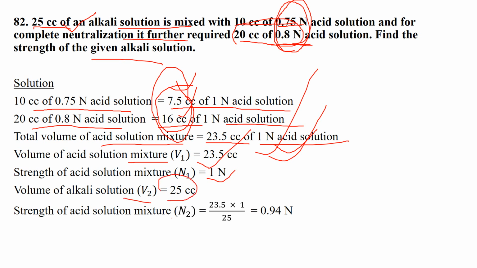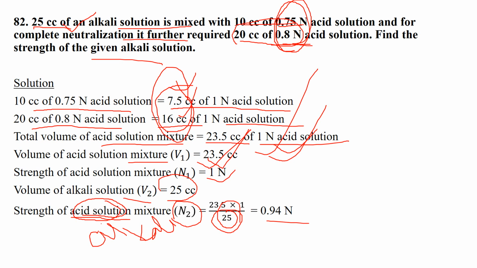Then we have to calculate the normality of the alkali solution, not the acid solution. Normality of the alkali solution is equal to 23.5 into 1 divided by 25. 25 is the volume of the alkali solution. So it is the strength of the alkali solution, not the acid solution. Answer is 0.94 normal.